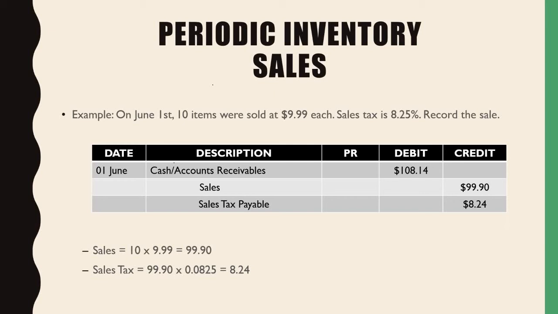So sales is what we actually claimed. The $8.24 is our tax that we need to set aside so we can pay the government agency for providing sales. Okay? And that's it.